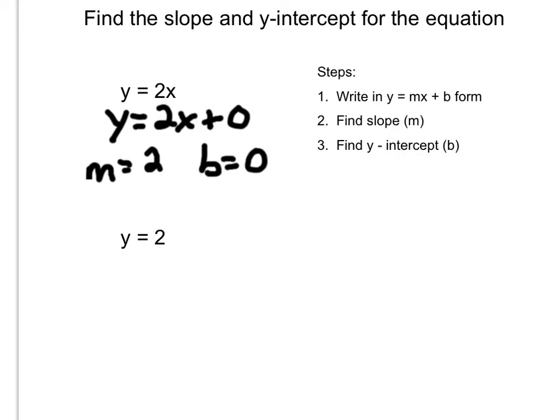Now you'll probably want to get used to writing your slopes as fractions. So 2 is the same as 2 over 1, because that way we can remember that there's a rise and there's a run. So there's my answer to that one.